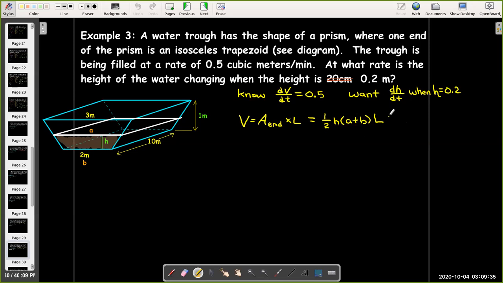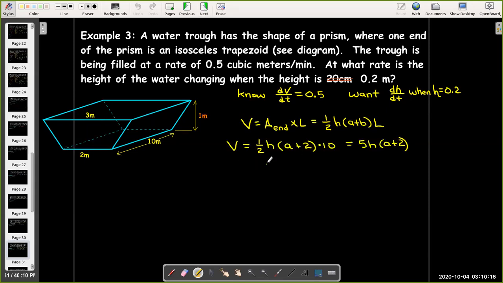Now, of all of those letters or variables in the formula, not all of them are changing with time. In particular, the length of the water trough does not change as the water fills up the water trough. And the bottom side of the trapezoid does not change. It's only the top side that is getting bigger as the water depth increases. So I can replace b and l with those constant values. And so that simplifies now where volume would be 5h times (a plus 2).